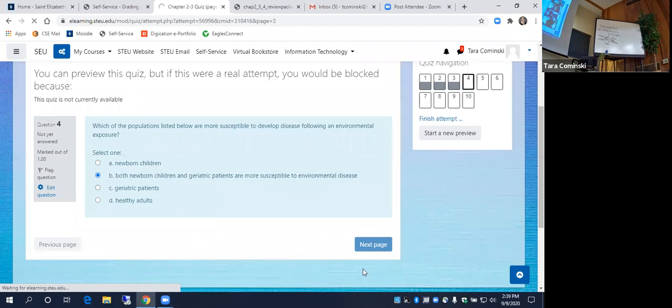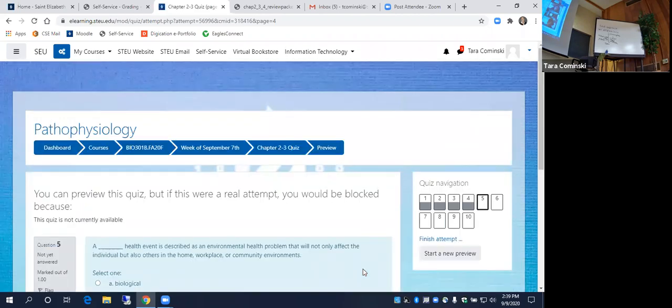Most of the quiz questions are more straightforward than the exam questions. Remember, the exam questions are more similar to those review questions. But there are just some of these that are thrown in there.